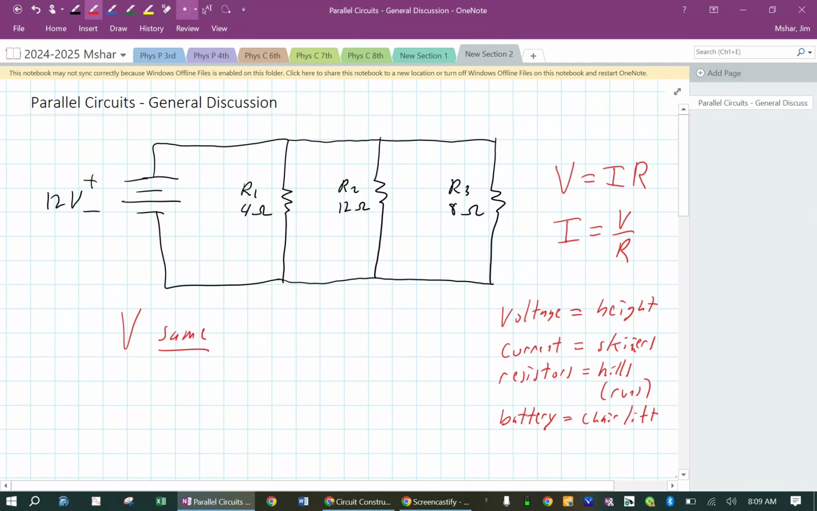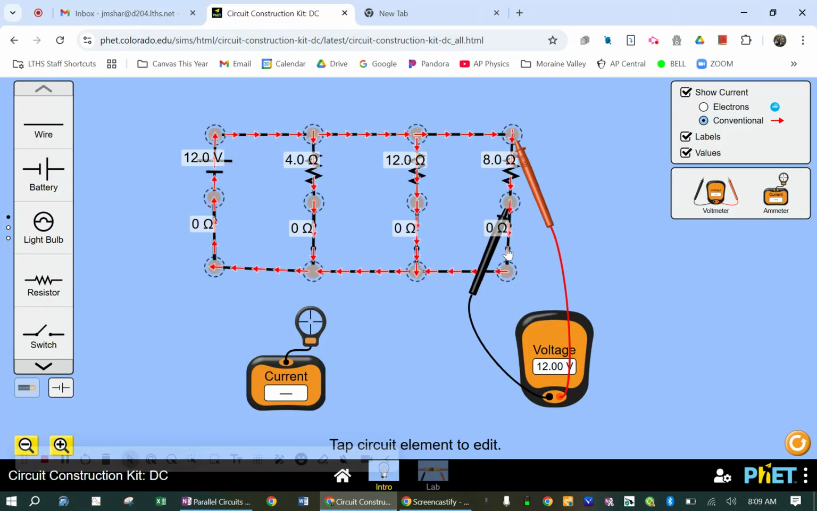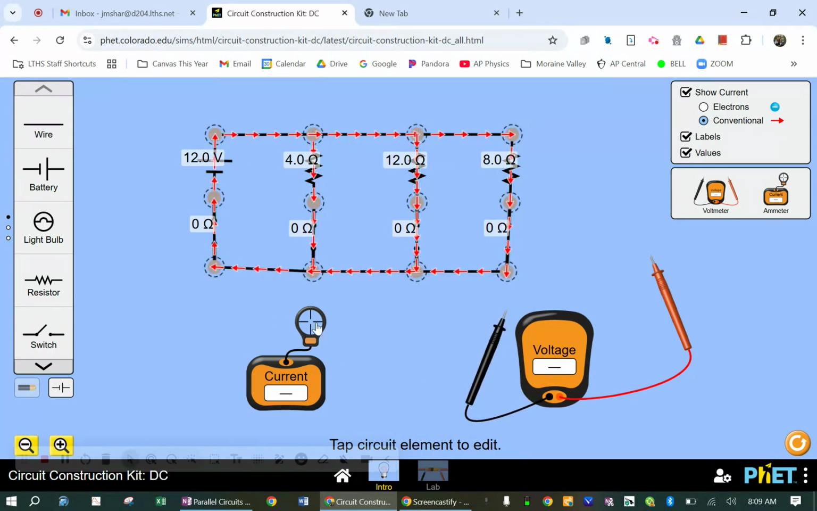Okay. What about the currents? What do we talk about with currents? Let's go back to our circuit. I'll get rid of the voltmeter for now. What I want you to notice is when we measured each current, the current through this resistor is 3, the current through that resistor is 1, and the current through that resistor is 1.5. If you take 3 plus 1 plus 1.5, you get the total current, which is 5.5. In other words, if 5.5 amps comes off the battery, these three have to take that 5.5 amps and bring it back down to here.